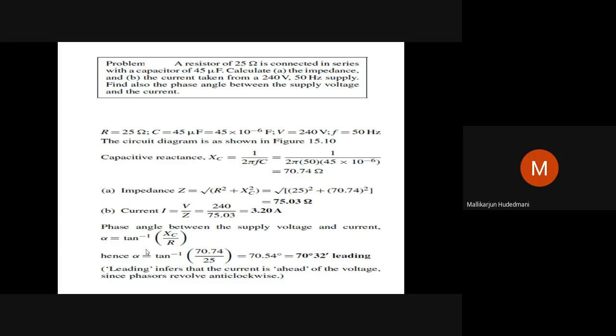What is an RC series circuit? How will it look? A rough sketch, just draw it. Then assign the values given. Then try to search for a suitable equation for each. Then use them in the problem. So you have been given resistance of 25 ohm, capacitor of 45 microfarad. Then the applied voltage is 240, 50 hertz.